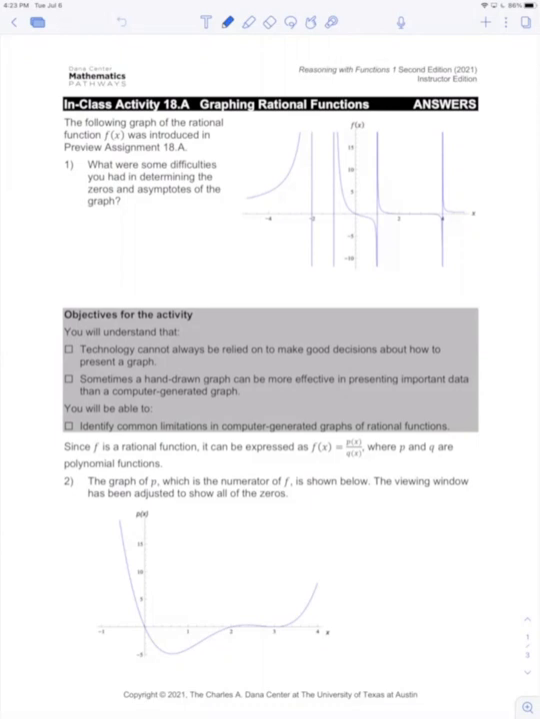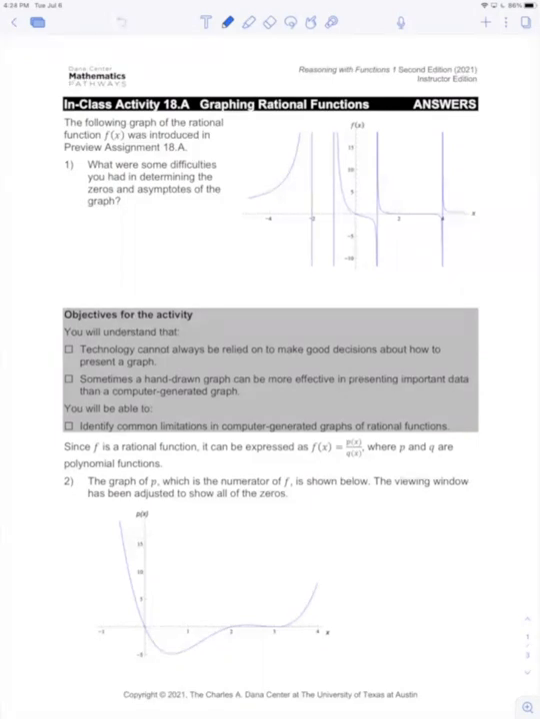Objectives for the activity. You will understand that technology cannot always be relied on to make good decisions about how to present a graph. Sometimes a hand-drawn graph can be more effective in presenting important data than a computer-generated graph. You will be able to identify common limitations in computer-generated graphs of rational functions.